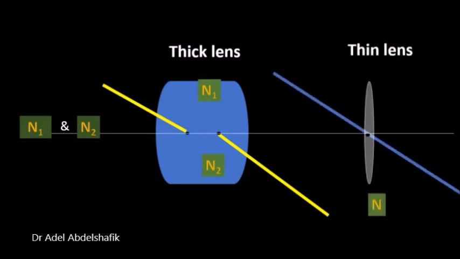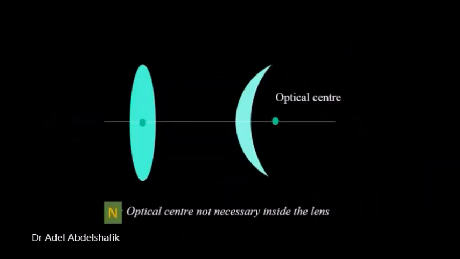Occasionally, the nodal points overlap, as in very thin lenses, to have one optical center. Where ray passes through this point will continue undeviated. The location of the optical center N depends on the shape of the lens. Optical center is located inside the lens in case of symmetrical biconvex lenses, but in meniscus lens, it is located outside the lens.